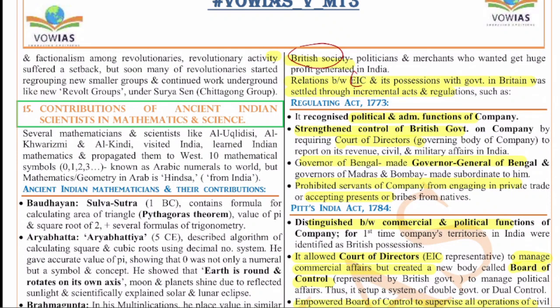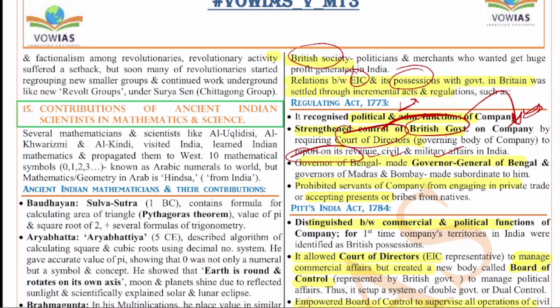The relations between the East India Company and the government in Britain were settled through subsequent acts and regulations, like the Regulation Act of 1773. You can say this is the first act that recognized the political and administrative functions of the company. It strengthened the control of the British government on the East India Company, thereby strengthening British control over the Indian territory. They appointed the court of directors. These court of directors were the governing body of the company, and they would report on the revenue, civil and military affairs in India. And then we have the governor of Bengal.